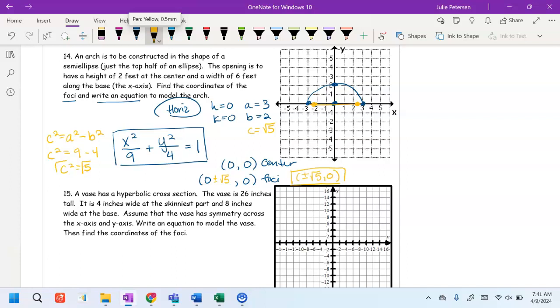And in this case, it's horizontal. It moves right and left from the center. If this was a vertical ellipse, we would have added that c value to the y value of our center.